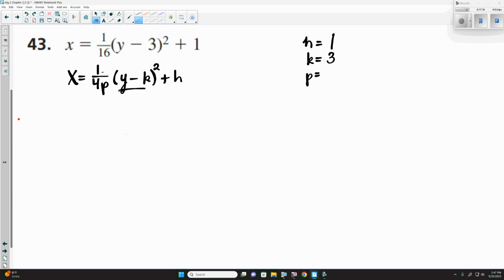Whenever we have x equals, we need to make sure that we get h and k from the correct locations. Now we're also saying 1 over 4p is taking the place of what? 1 over 16. Questions on how we found h, k, or set up our equation to find p? So what would we do next?